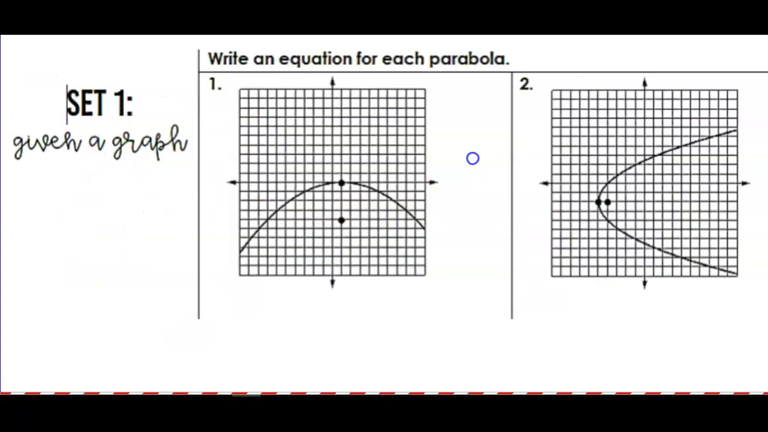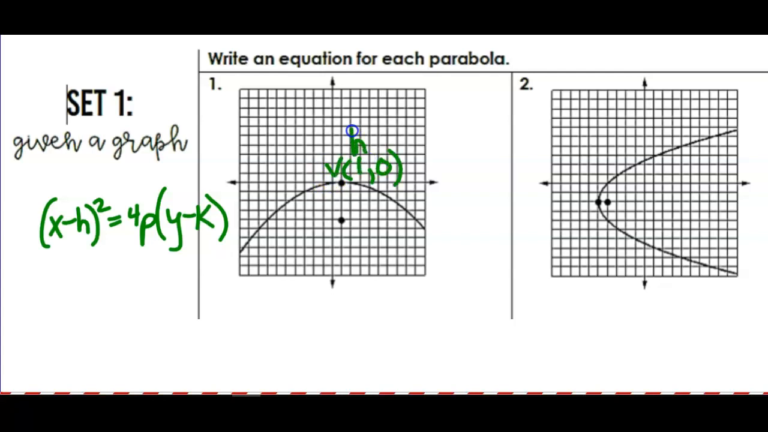All right, write an equation. All right, this is easier than it looks. It is opening down, so we have an x minus h squared equals 4p y minus k. The vertex is at, let's see, is that 1, 0? The vertex is at 1, 0, so h is 1 and k is 0.